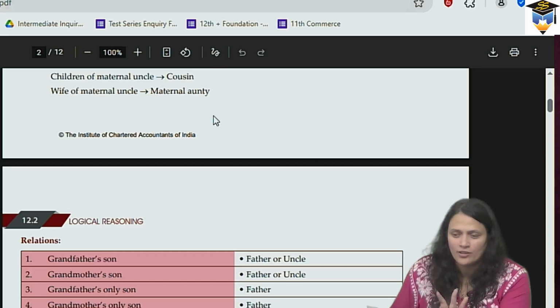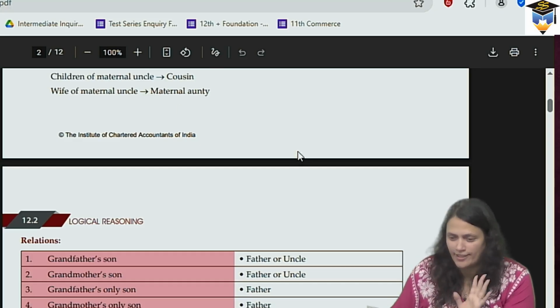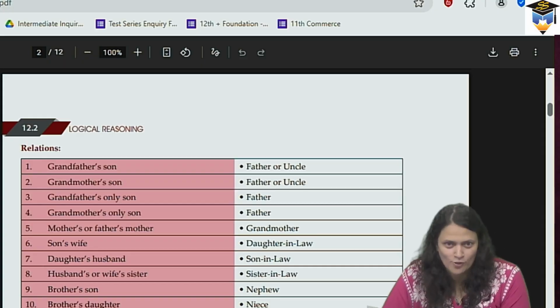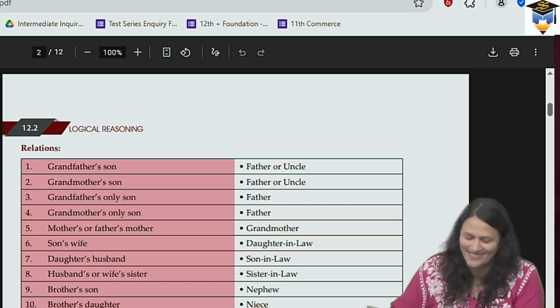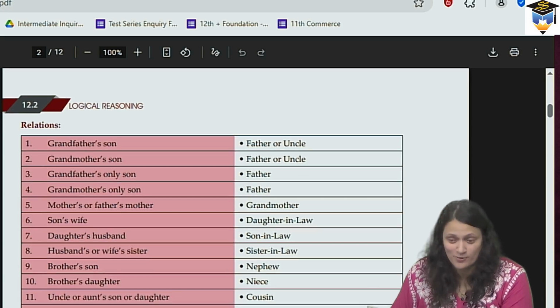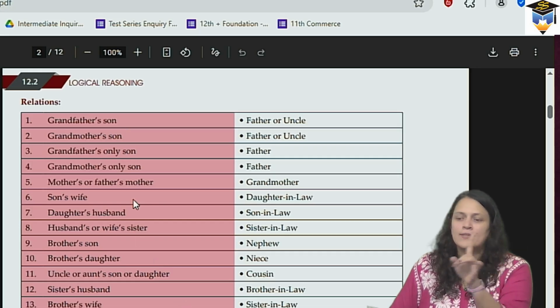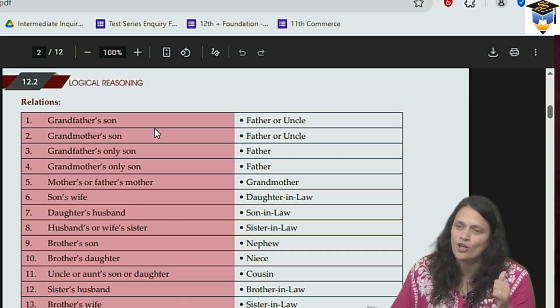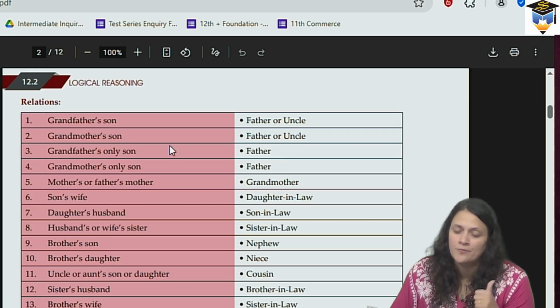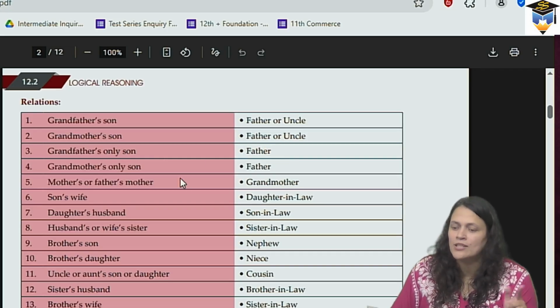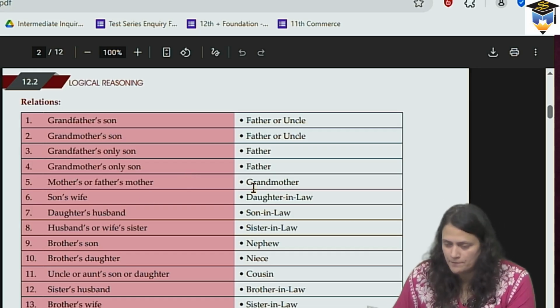Okay. So you have understood this maternal side, paternal side done. Now you must be wondering why I am taking these basic things also, because I don't want you to get confused. So that's why we are going to read this also. We are going to give you in this manner. Grandfather's son is your father or uncle. Grandmother's son will be your father or uncle. Grandfather's only son will be your father. Grandmother's only son, again your father. Mother or father's mother is grandmother.